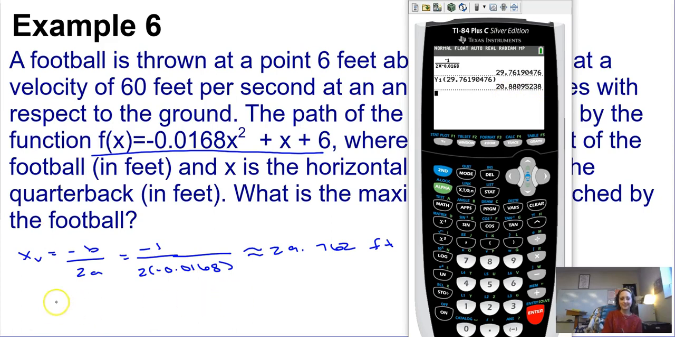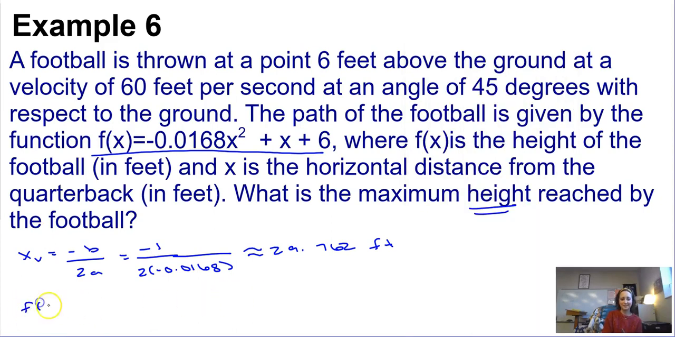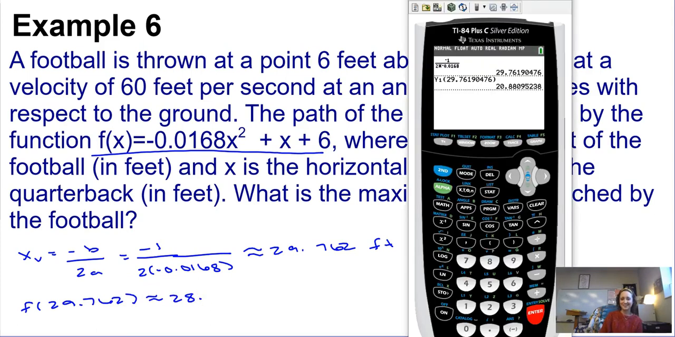So final answer, let's do this. f of that 29.762 was approximately 20.881.